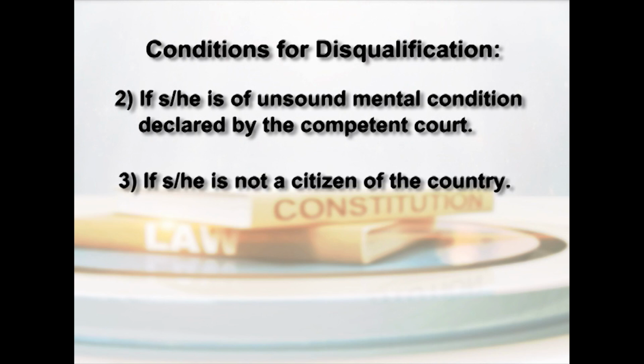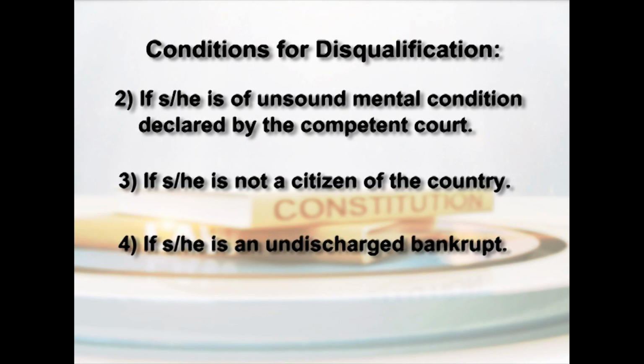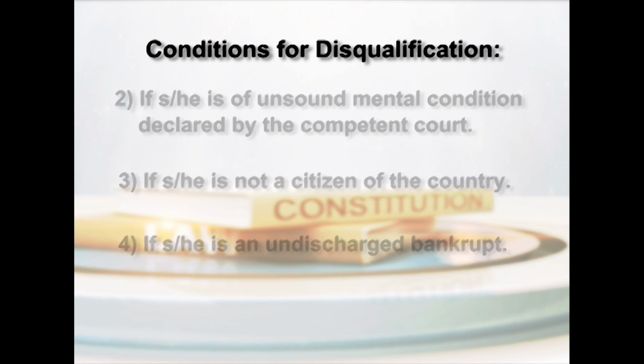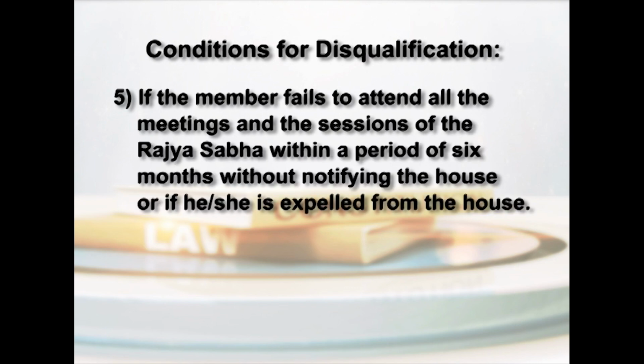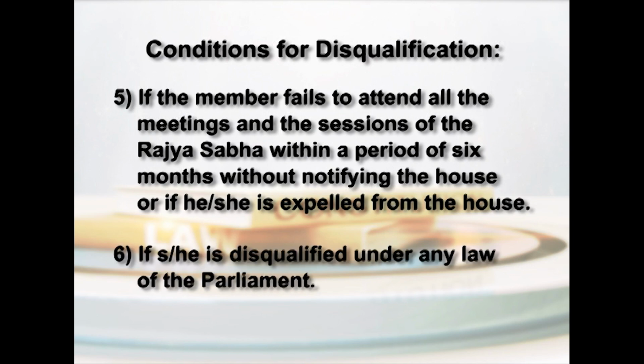Thirdly, if the person is not a citizen of the country. Fourth, being an undischarged bankrupt. Fifthly, if a member fails to attend all the meetings and sessions of the Rajya Sabha within a period of 6 months without notifying the House, or if he or she is expelled from the House. And finally, being disqualified under any law of the Parliament.